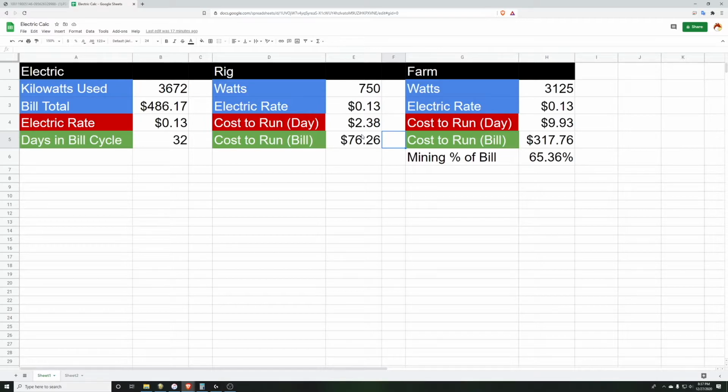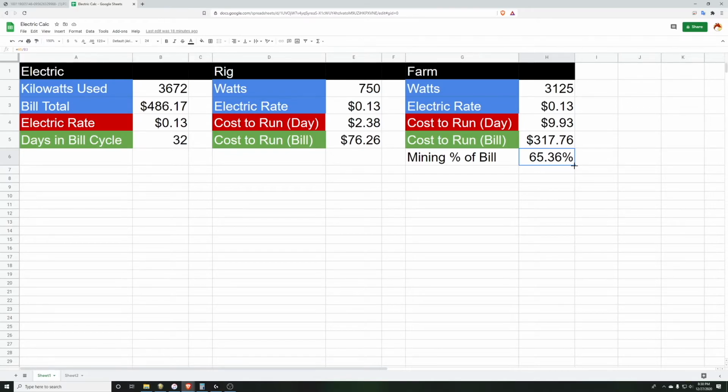All right. Let's have some fun and look at my total farm, which uses 3,125 watts and costs, same math here, almost $10 a day to run. And then let's look at how much that costs for that whole billing cycle. That costs $317.76. And if you really want to have some fun with this, let's see how much of my electric bill was used for mining. You can see if I divide the cost for this rig to run and then my whole bill total, you'll see that 65% of my total electric bill is going to mining. So that's a number.